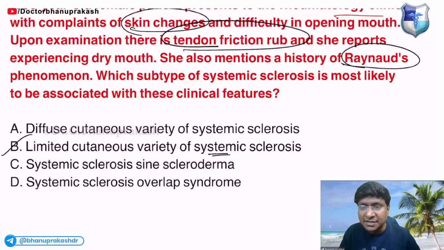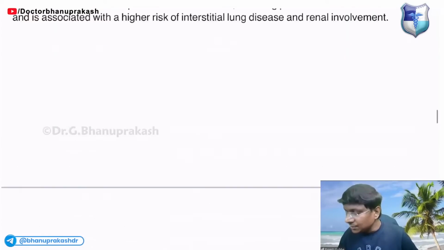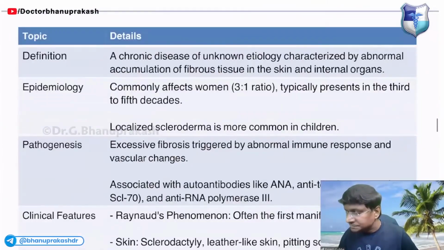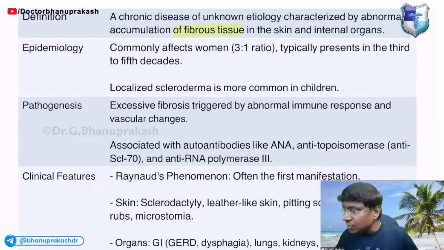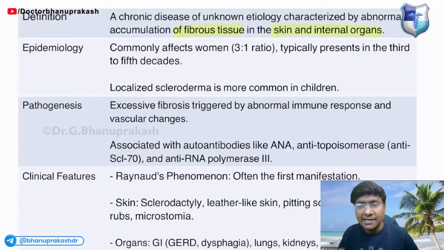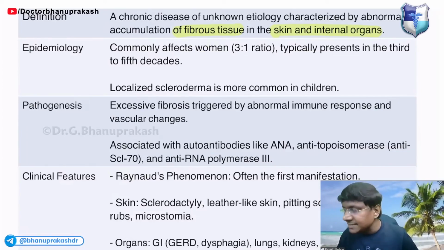Now, shall we start with systemic sclerosis? Right, let us start. Now, if you take the definition of this particular scleroderma, right? Definition of scleroderma. This is also a chronic disease where you have the abnormal accumulation of fibrous tissue not only in the skin but also in the internal organs, right? And this is also an autoimmune disease. That is the reason why it is more common in females rather than males.